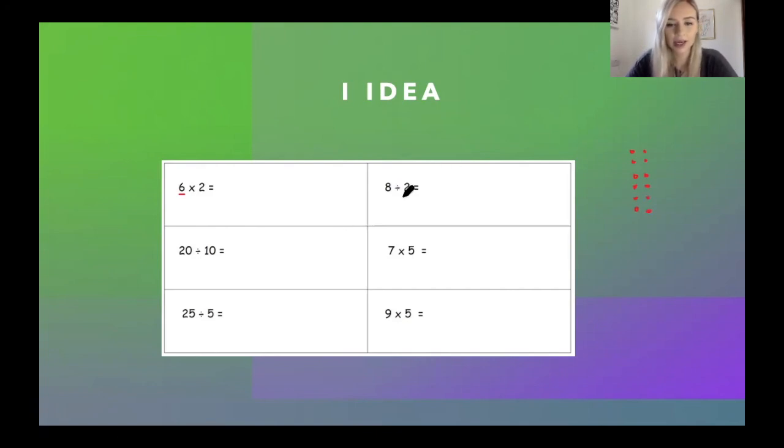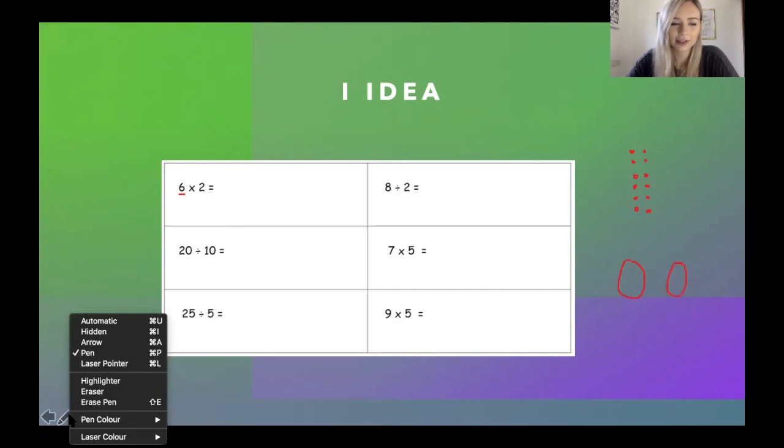For this question here, 8 divided by 2, I could draw 2 groups and then share 8 equally into these 2 groups. Okay, pause the video here to have a go at these questions.